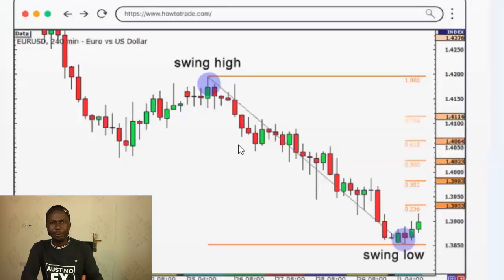Let me show you another example. All right, this one is for a downtrend. The previous one I showed you is for an uptrend, but this one is for a downtrend.